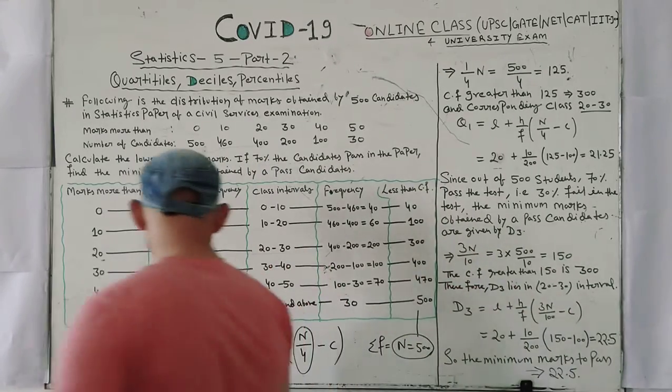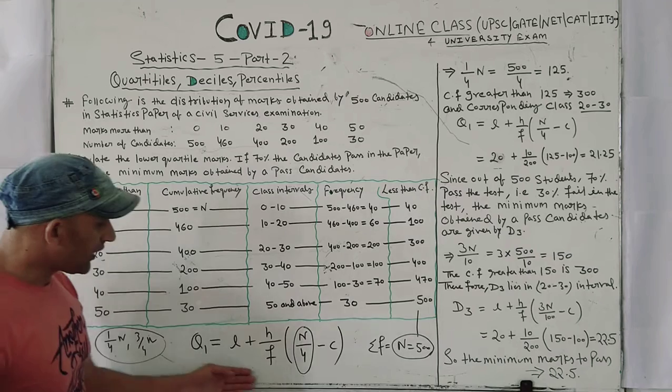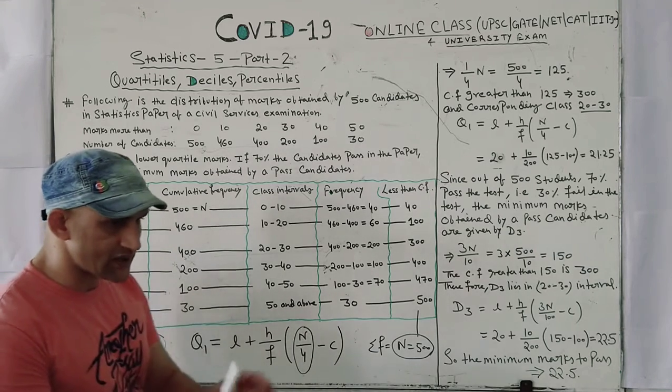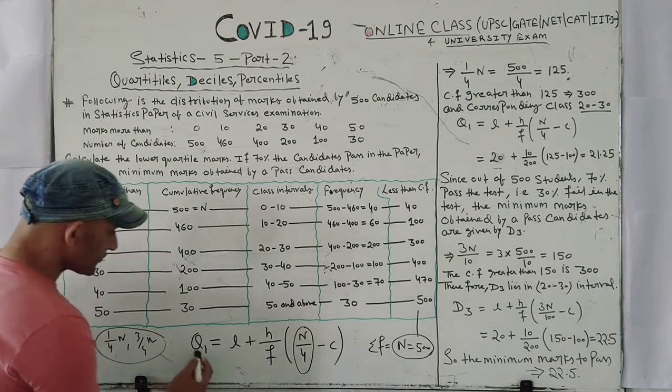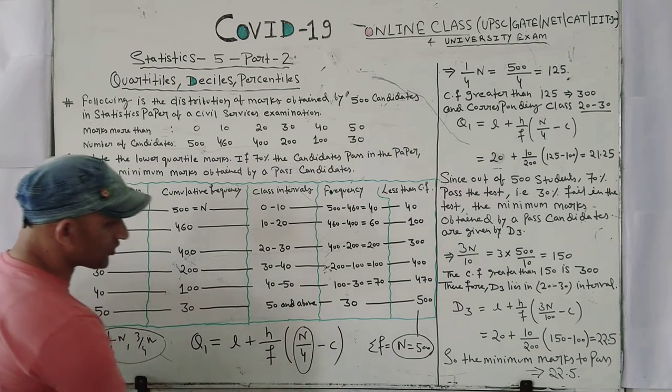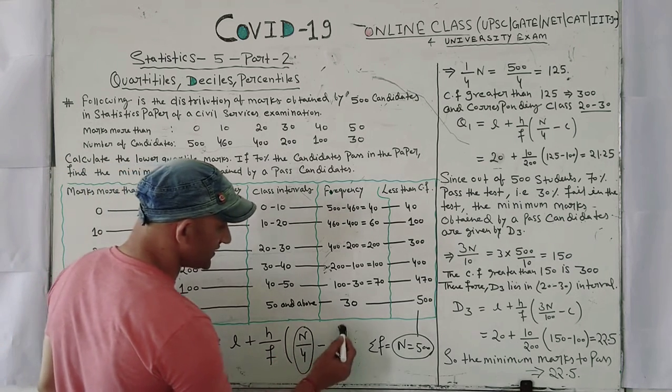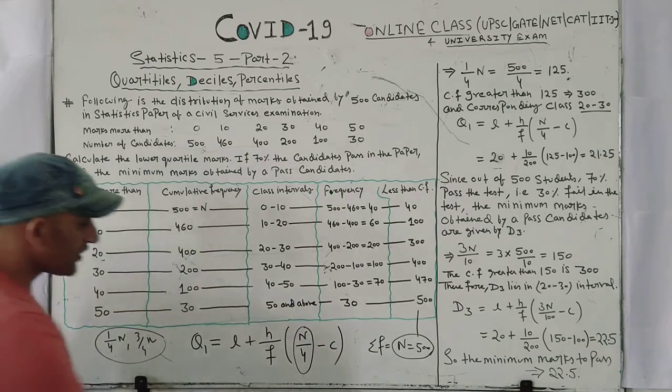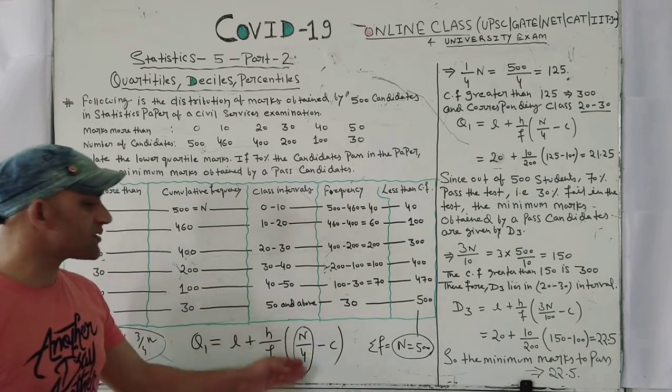So your Q1, for which you must go to the previous lecture on mean, median, mode, is equal to L plus h upon f, bracket open, n upon 4 minus c, bracket close. In place of this, you have to change the value.